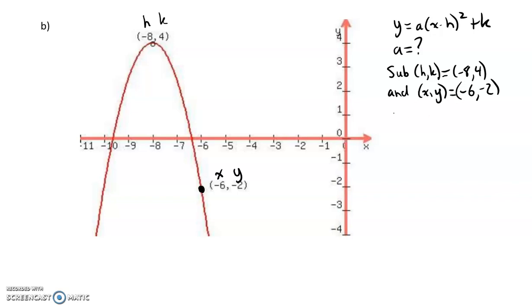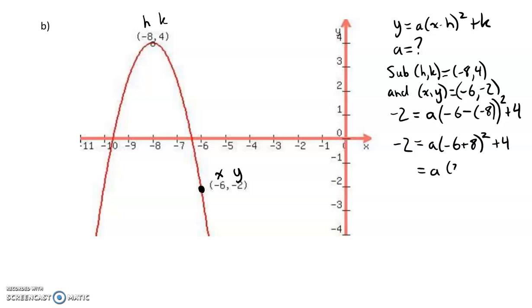So y is -2 equals, we don't know what a is, that's what we're trying to solve. x is -6 minus h. h is -8, so we're subtracting -8, then we're squaring it. And then the k value is +4. Now what we need to do is we need to isolate a. So what I'm going to start with doing is I'm going to start by simplifying what's in the brackets. So I get a times (-6 plus 8), because subtracting a negative is adding, and then +4 at the end. And so what we're going to get is a times 2 squared plus 4 is equal to -2.